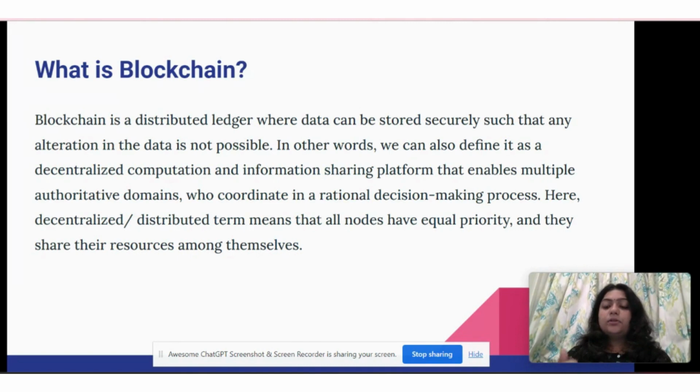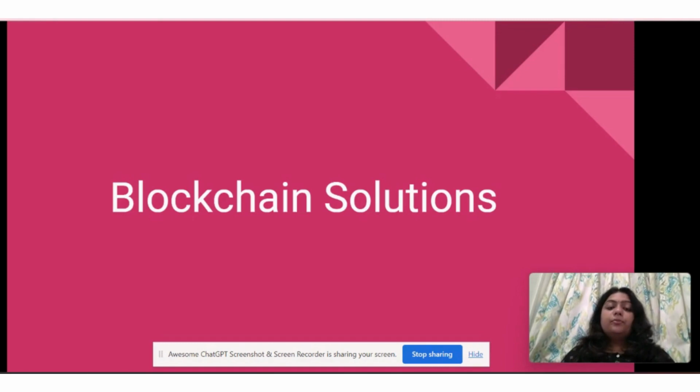It is distributed, decentralized, and tamper-proof. This means when a transaction is made, it cannot be changed, that is altered, modified, or deleted. Once it is made, the same ledger is shared to everyone, that is, all the stakeholders who are participating. So, blockchain solutions.